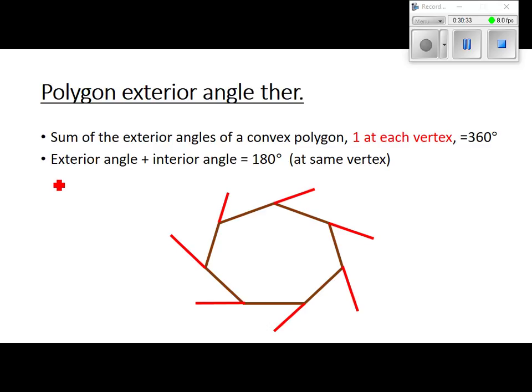How many exterior angles? I got a 1, 2, 3, 4. I got a 6-sided figure up there. Anybody know what a 6-sided figure is called? Hexagon. So I have a hexagon on the board. And I drew those exterior angles.